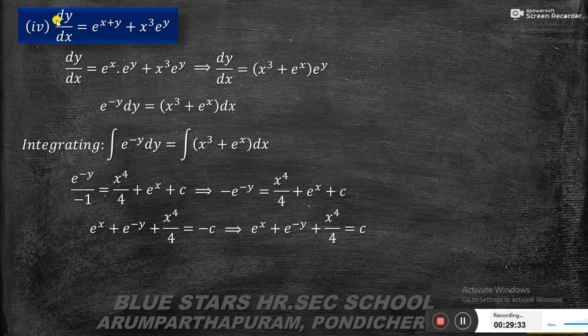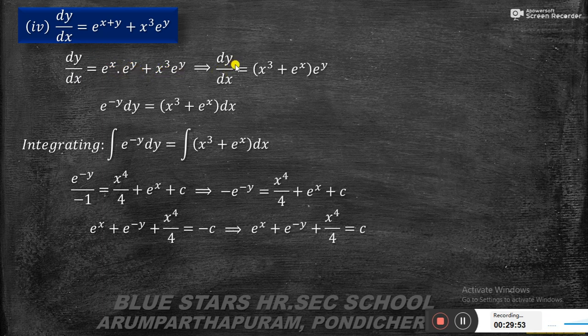Next, fourth subdivision: dy/dx = e^(x+y) + x^3 e^y. This is the given differential equation. From this we find the solution. I write dy/dx = e^x e^y + x^3 e^y.